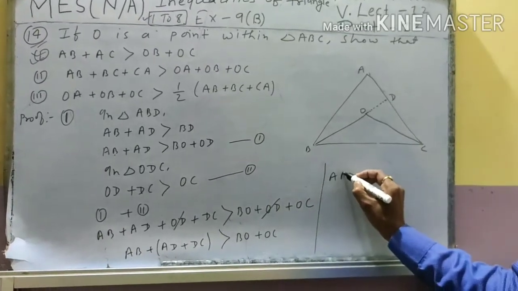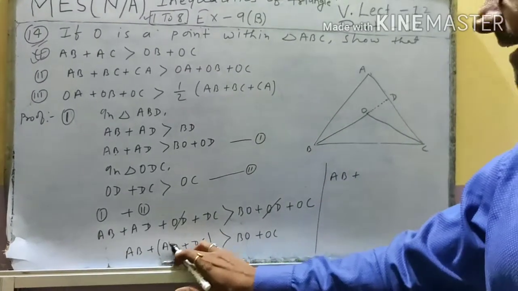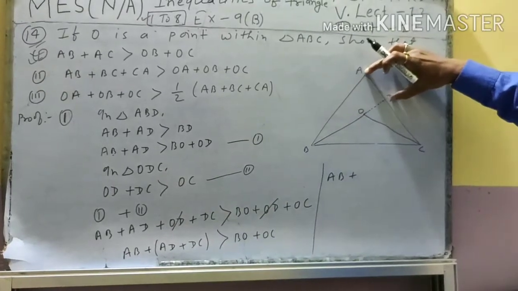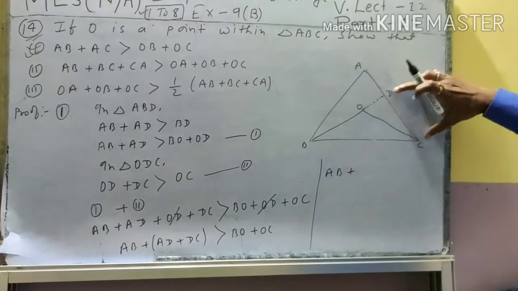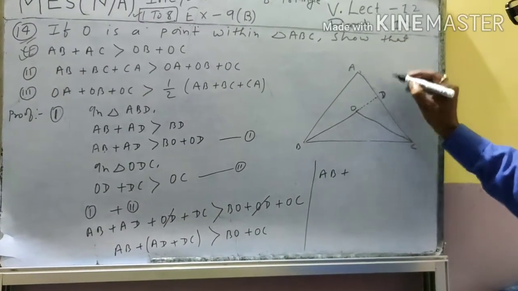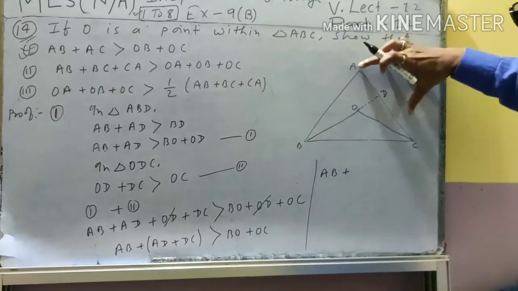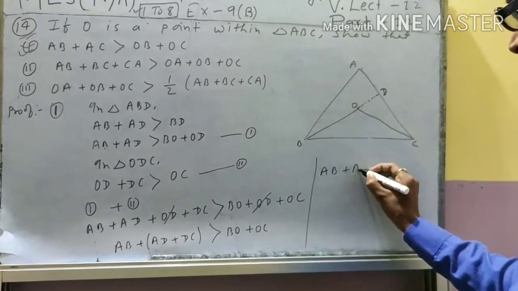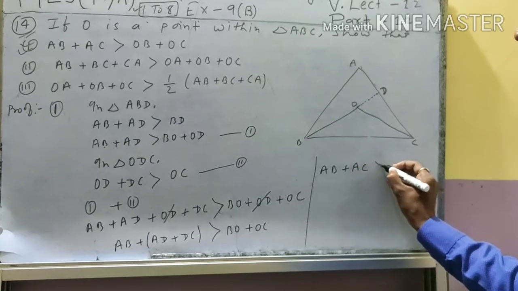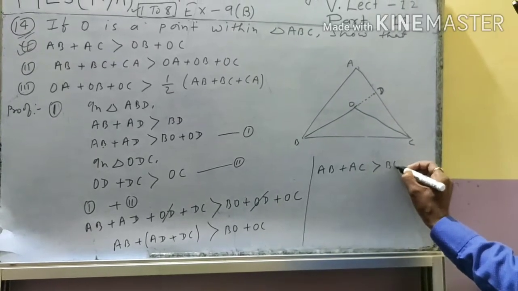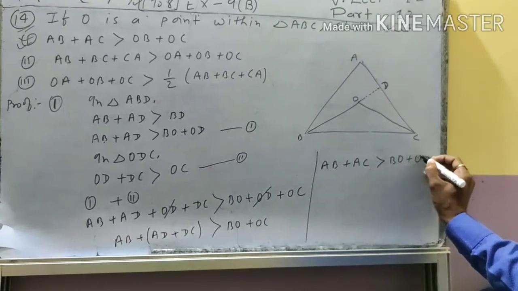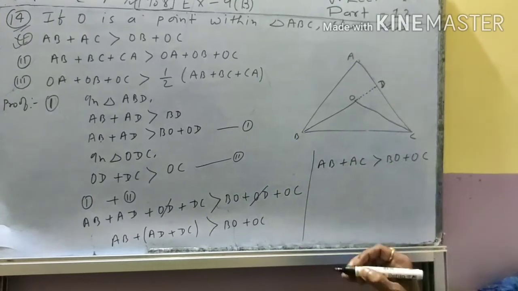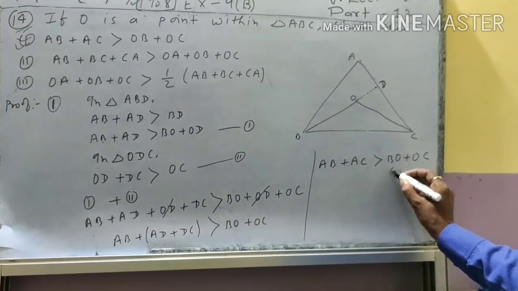So here AB plus AD plus DC. Look at here, AD plus DC can be written as AC. So AB plus AC is greater than BO plus OC. Okay student, this is your first proof.